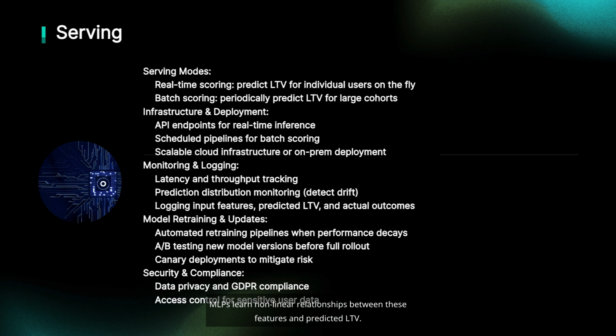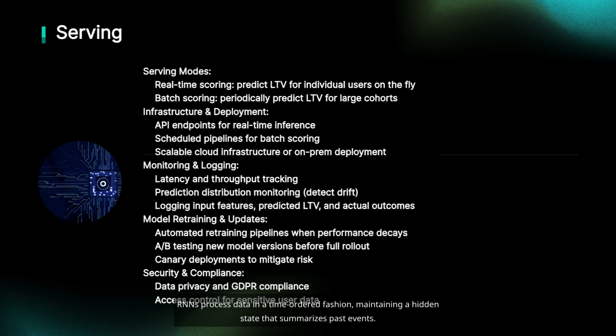MLPs learn nonlinear relationships between these features and predicted LTV. They are flexible but cannot inherently capture sequential behavior. To model sequences of user activity, we turn to recurrent neural networks, RNNs.